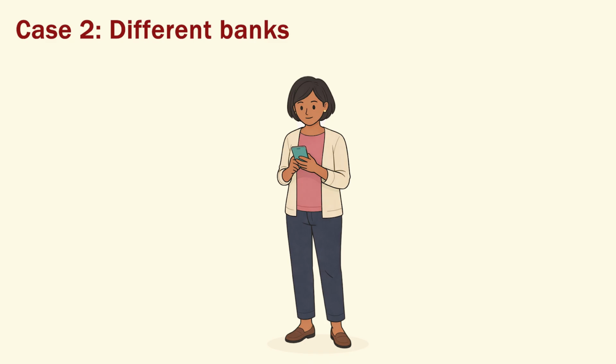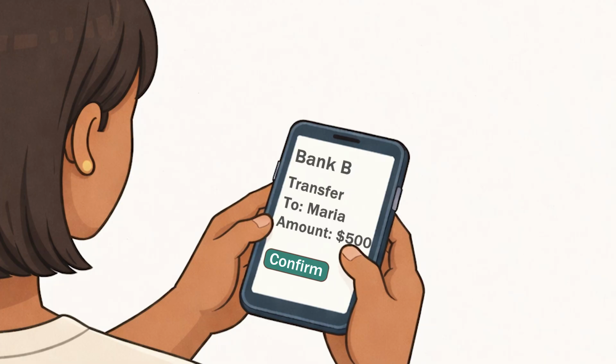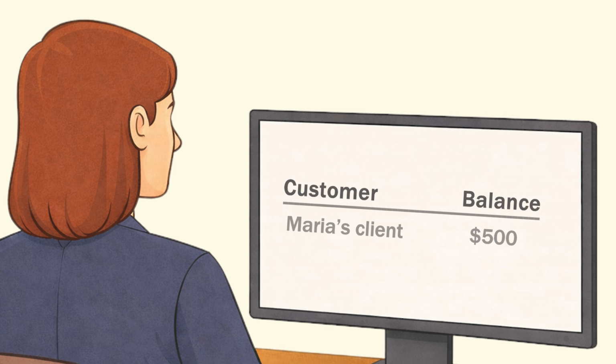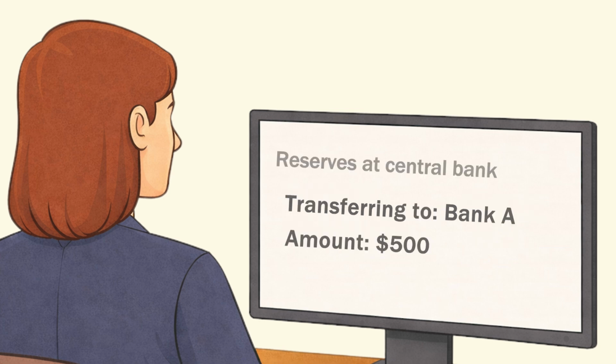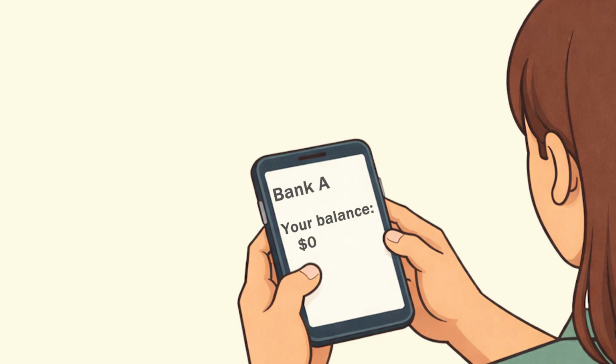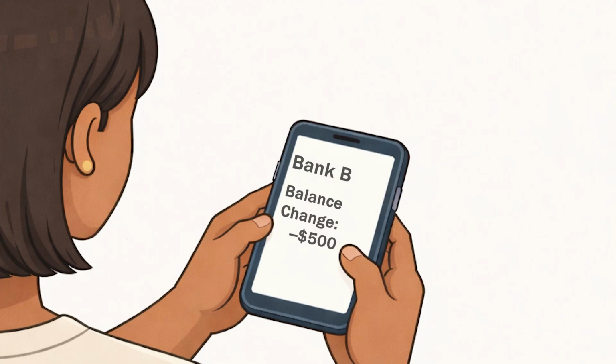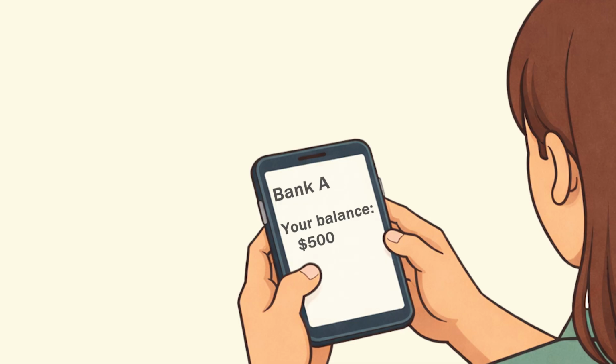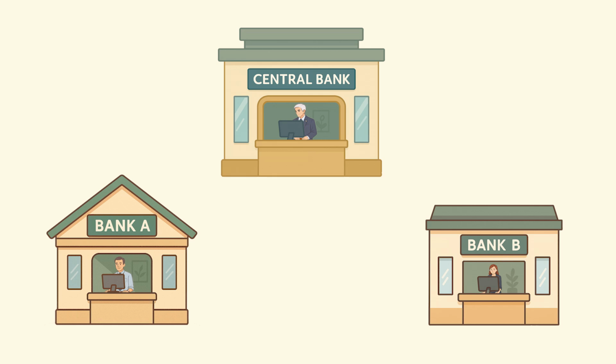Case 2. A client who has an account at another bank pays Maria $500. First, the other bank cuts the client's balance by $500. It sends $500 of its own money at the central bank, its reserves, to Maria's bank. Maria's bank increases Maria's balance by $500. So far, the client's balance at the other bank went down $500. Maria's balance went up $500 at her bank. The total amount of deposits in the system is still the same.